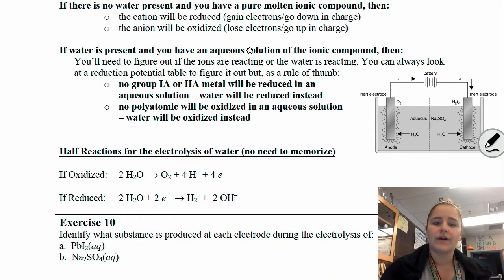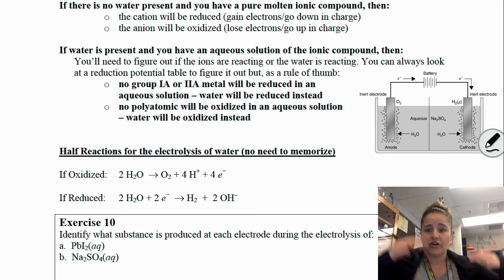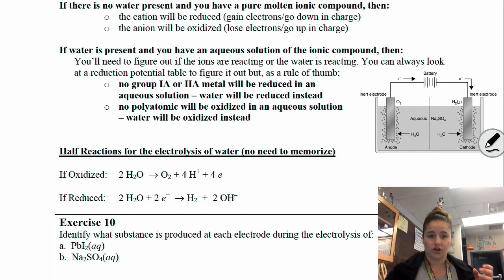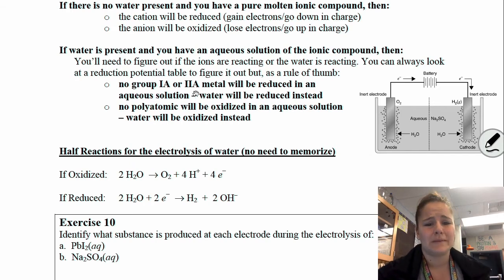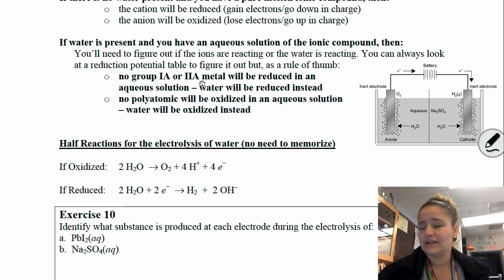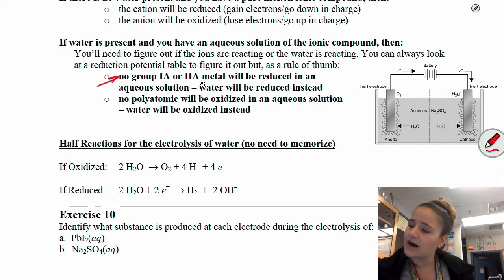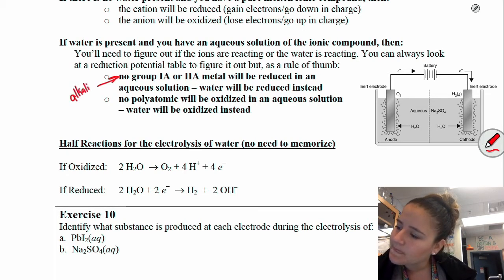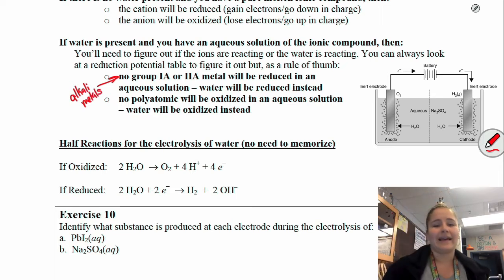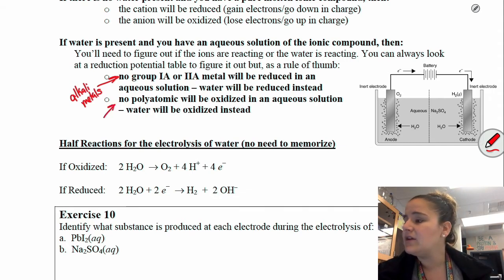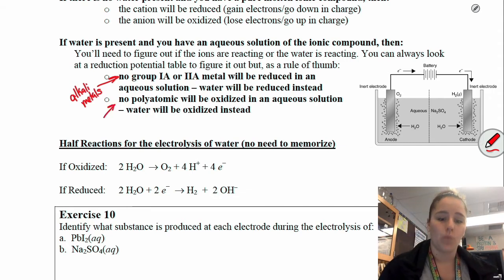But we run into a problem when water is present. If we have water, then we need to figure out if the ions or the water is going to react. We can look at the standard reduction potentials and figure out which one is more likely. But the easiest way to remember it is group 1 and 2, the alkali metals. They like being ions, so they're not going to be reduced in an aqueous solution. Water will be reduced. And no polyatomic ion will be oxidized. Water would be oxidized instead.